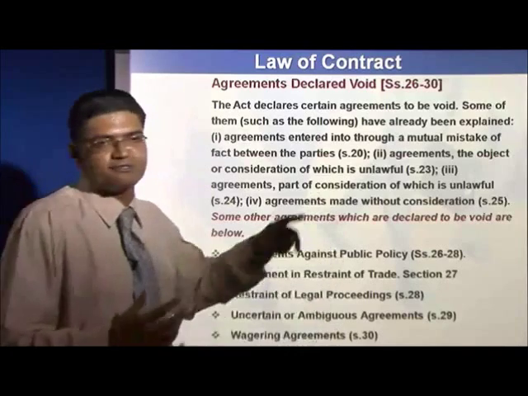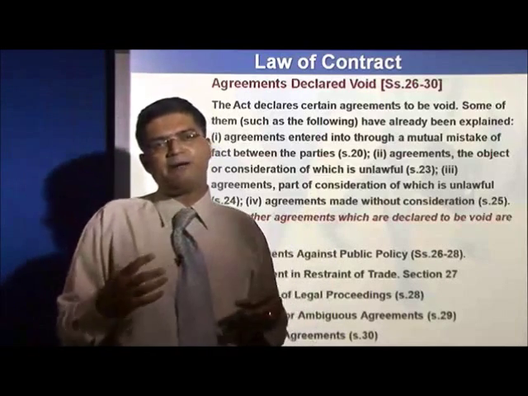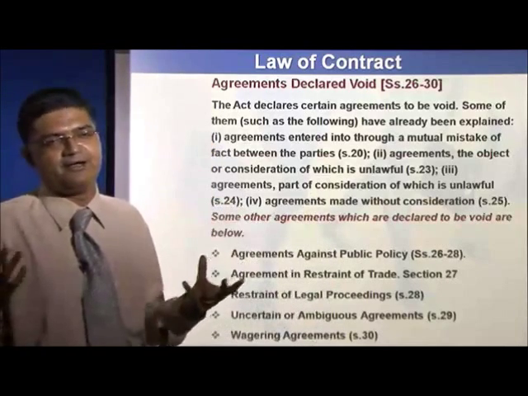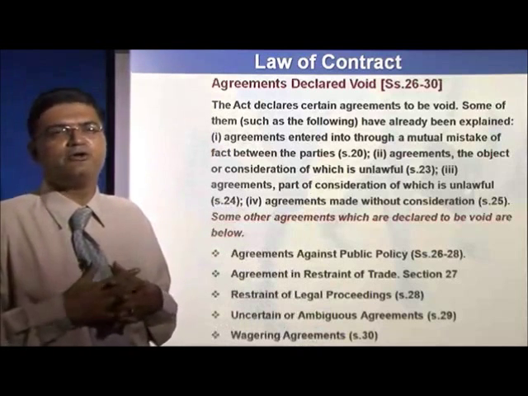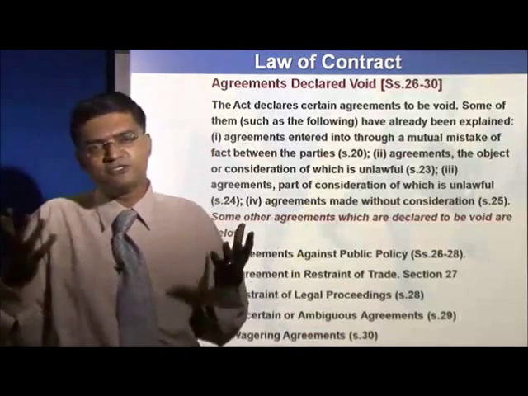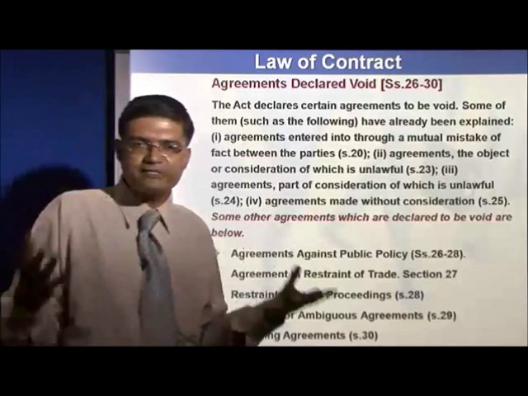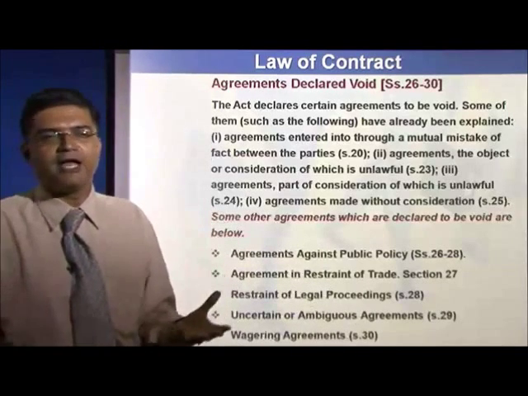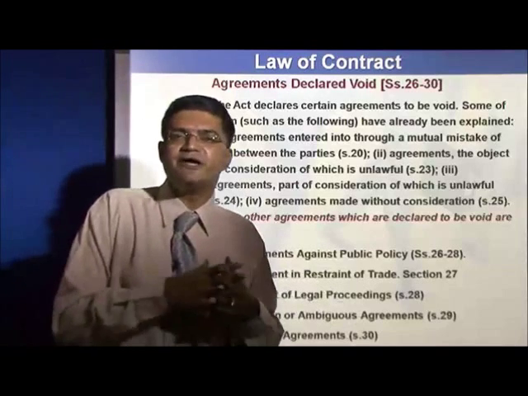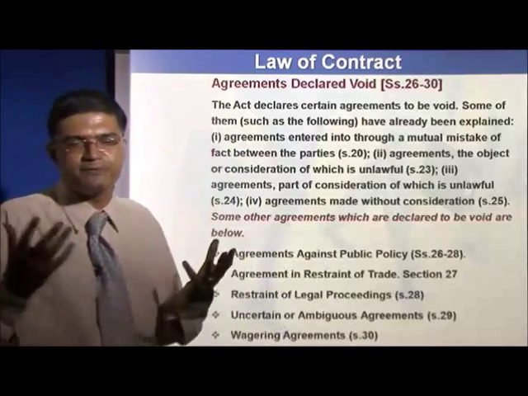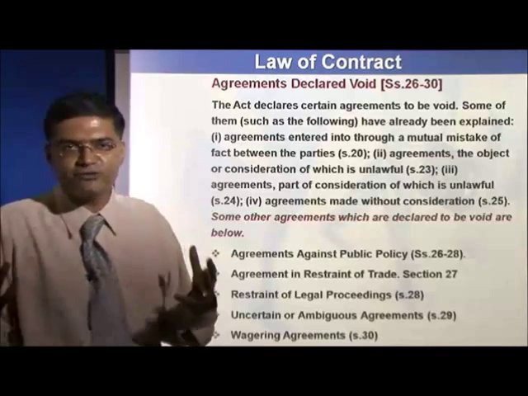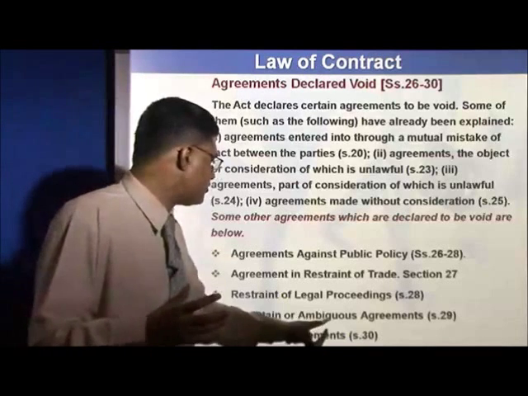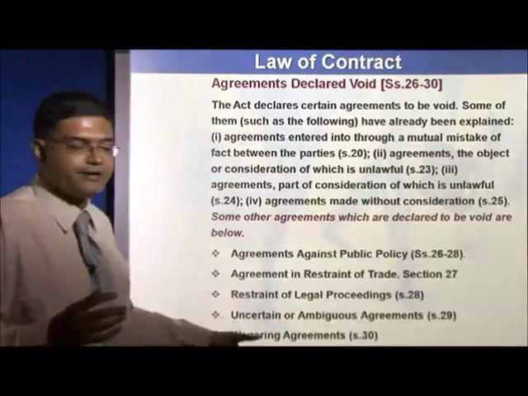Uncertain or ambiguous agreements. There is agreement between two people, but it is not very certain or very clear. Like A and B enter into a contract, but they do not show what is the type of goods they are going to handle, what is the place of the destination where the goods are to be delivered, and what is the consideration, or it's not very clear as to what are the various terms which are agreed between both of them. This is called ambiguous or uncertain agreements.